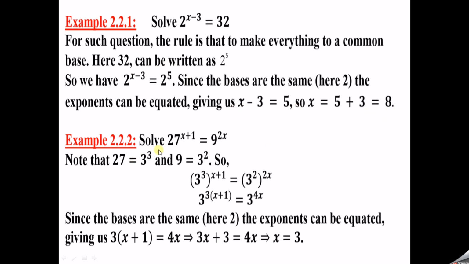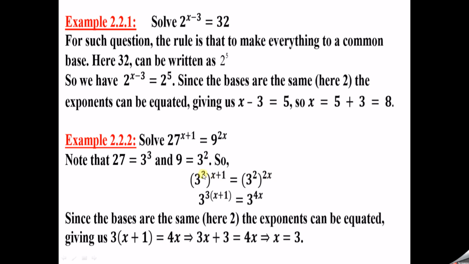Similarly, we have the second example. Solve 27 power x plus 1 is equal to 9 power 2x. Here we try to write 27 as a power of a prime number and 9 also as a power of a prime number. Then we equate both. If you observe, 27 is equal to 3 power 3 and 9 can also be written as a power of 3. 9 is equal to 3 power 2. So if we replace 27 by 3 power 3 and 9 by 3 power 2 in this given equation, we will get 3 power 3 power x plus 1 is equal to 3 power 2 power 2x.